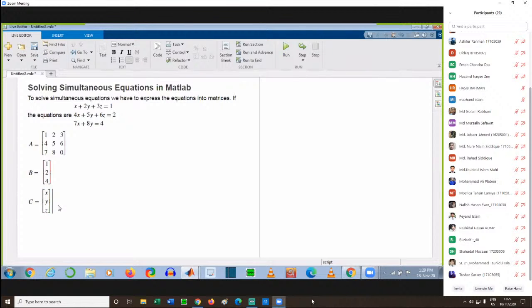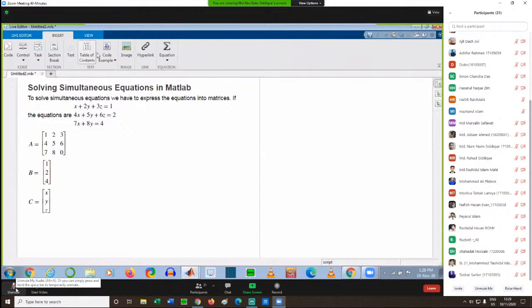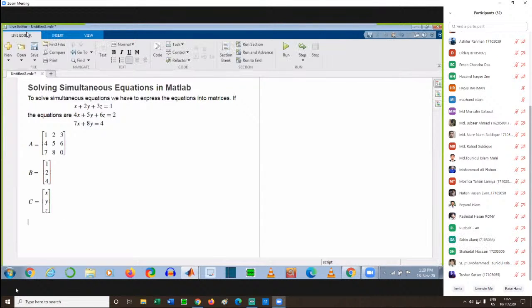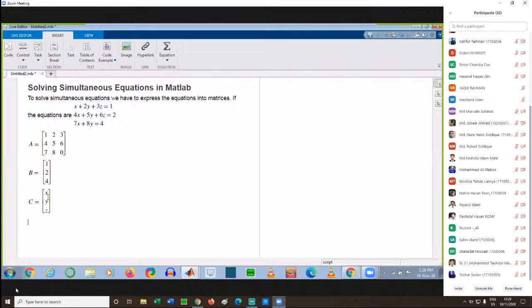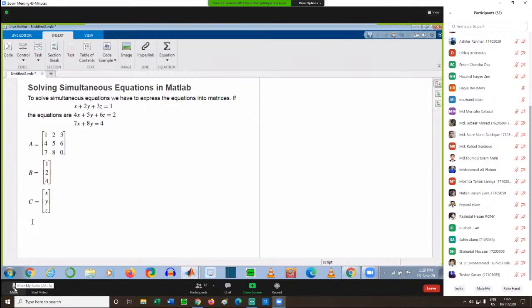Okay, so we have three matrices: A matrix, B matrix, C matrix. And now, what is the relationship between the A matrix, B matrix, and C matrix? Sir, A into C is equal to B, sir. A into C equals B, right? Okay.